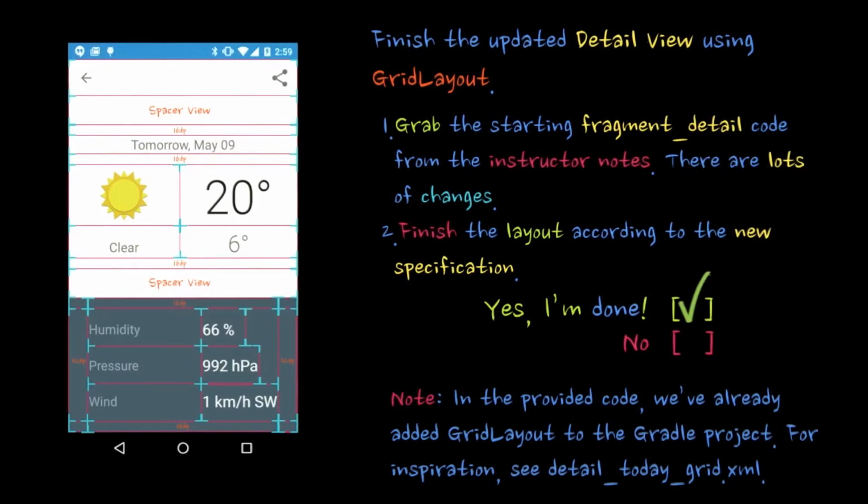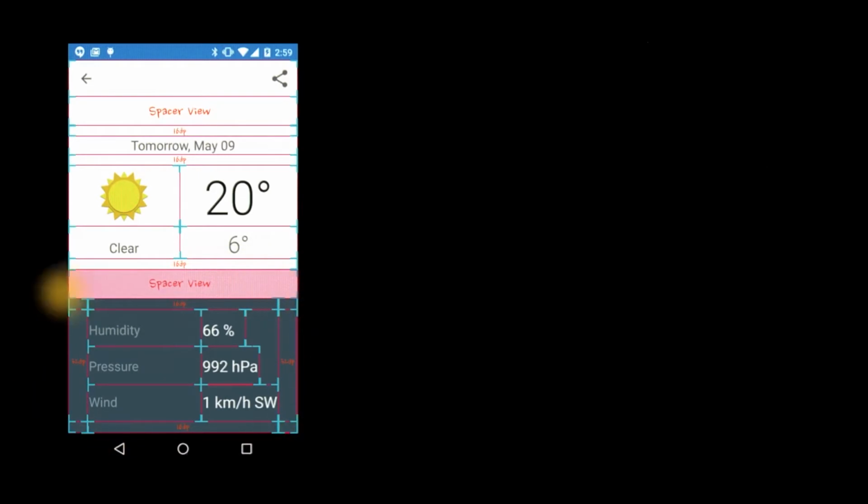Alright, you're done. Let's go over my solution. Before we actually go to lay out the bottom half of our details view, let's strategize. We have two columns, one that contains these headers and one that contains data.